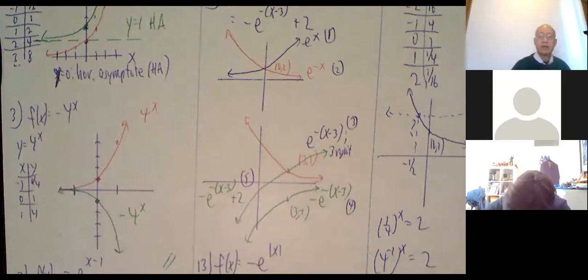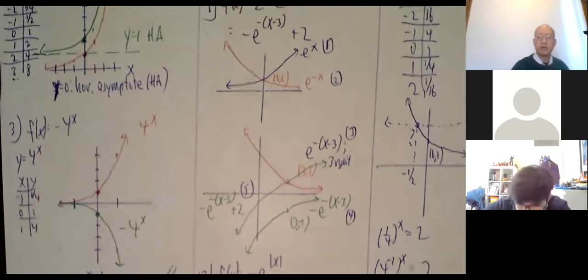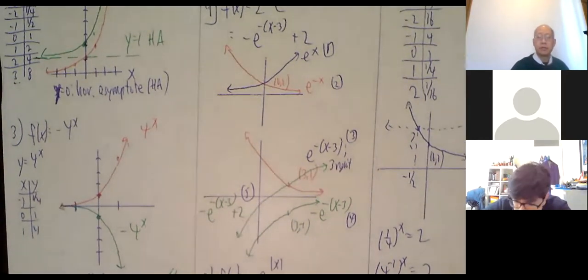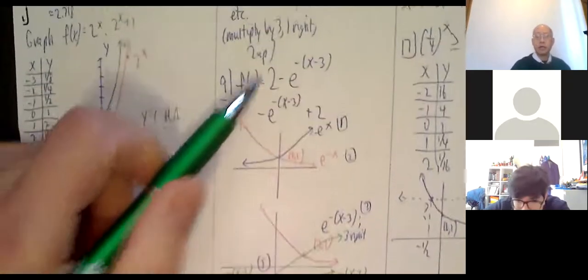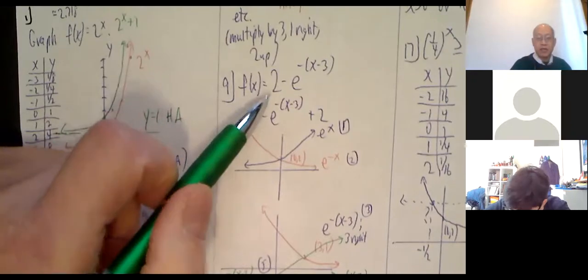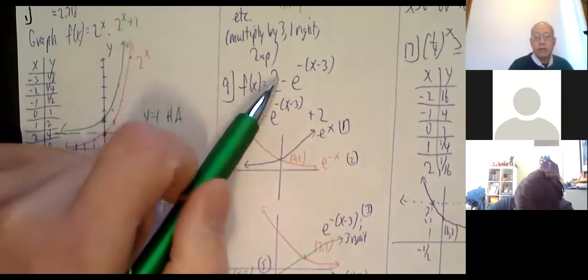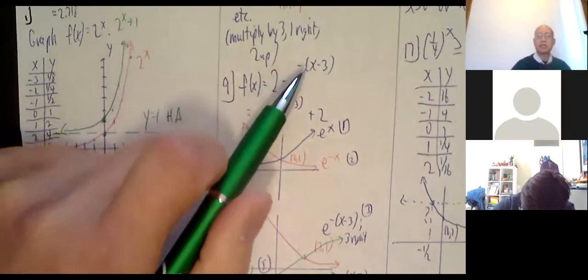Okay, so there's a lot of things going on here. There's 5 different graphs for this one problem. So let me go through that again one more time. We have a lot of stuff here. The original was 2 minus e to the negative parentheses x minus 3.